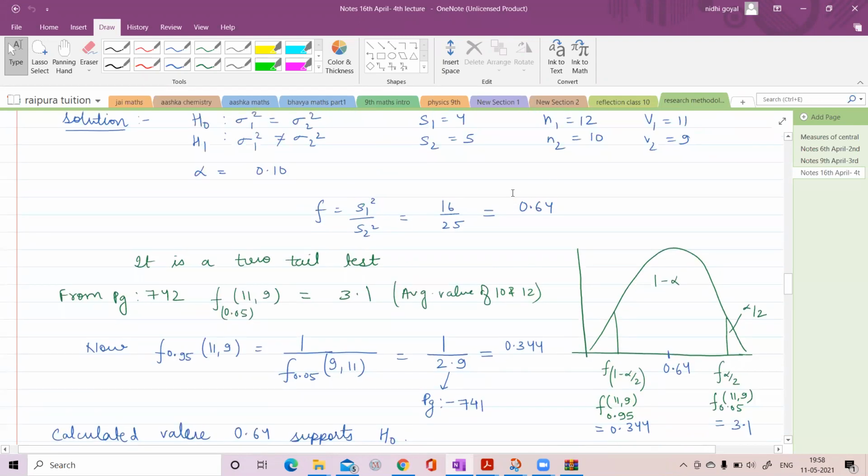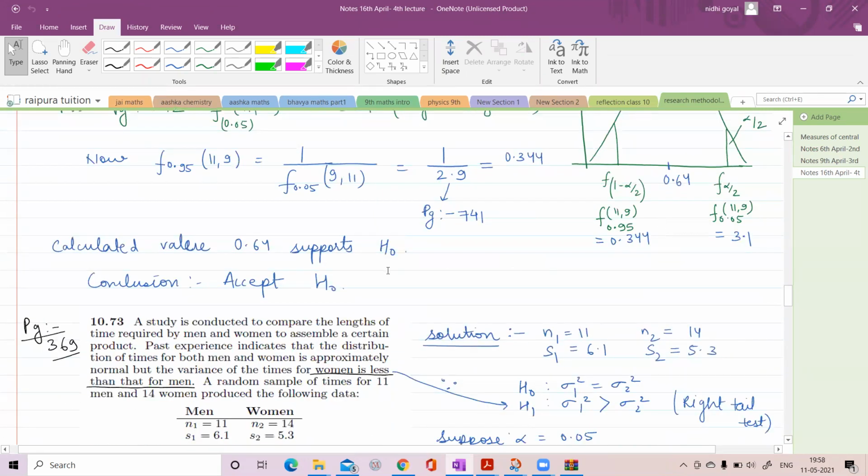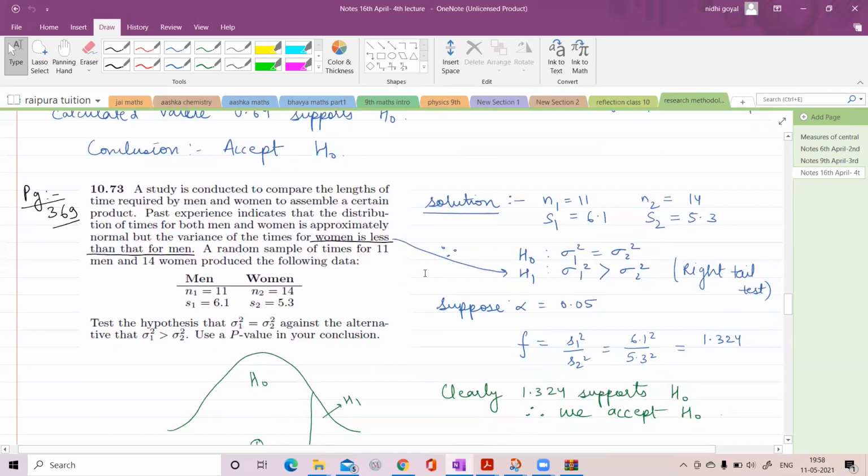Now our calculated value, which was 0.64, lies between these two values, and this is the region of H0. So our calculated value supports H0, and we will accept H0.